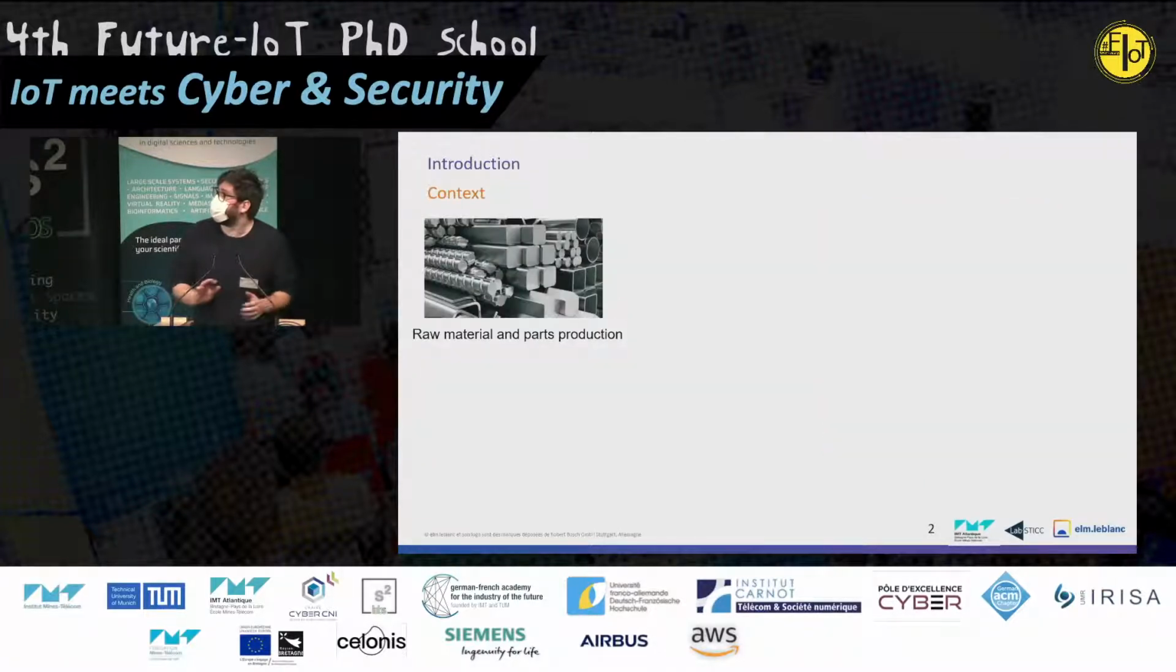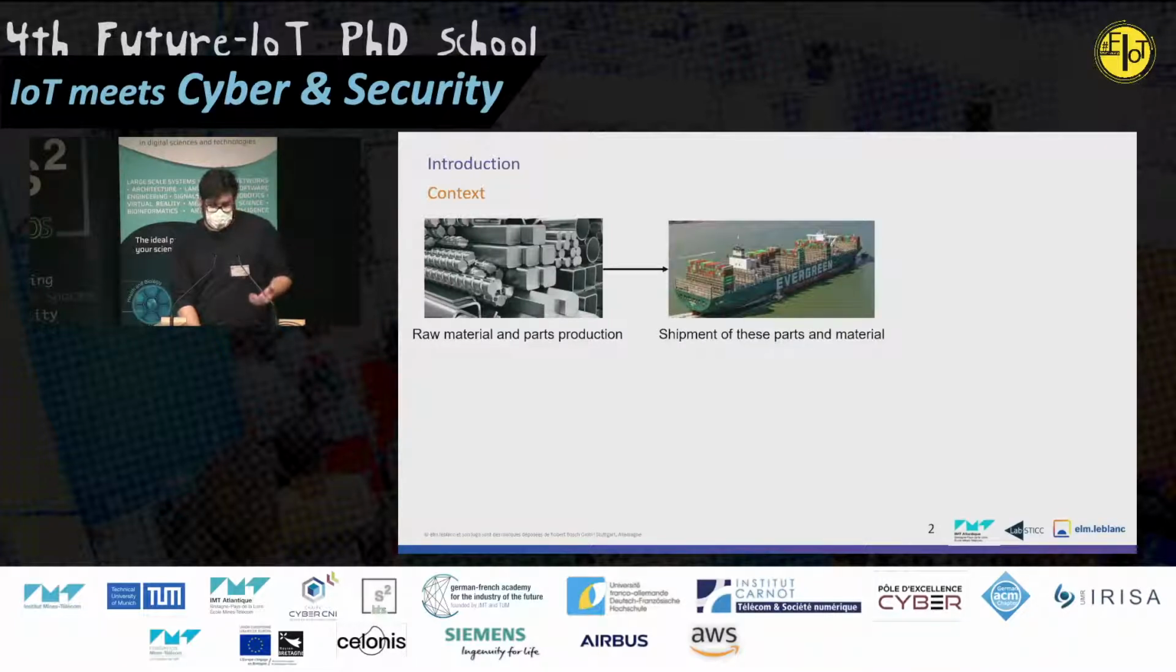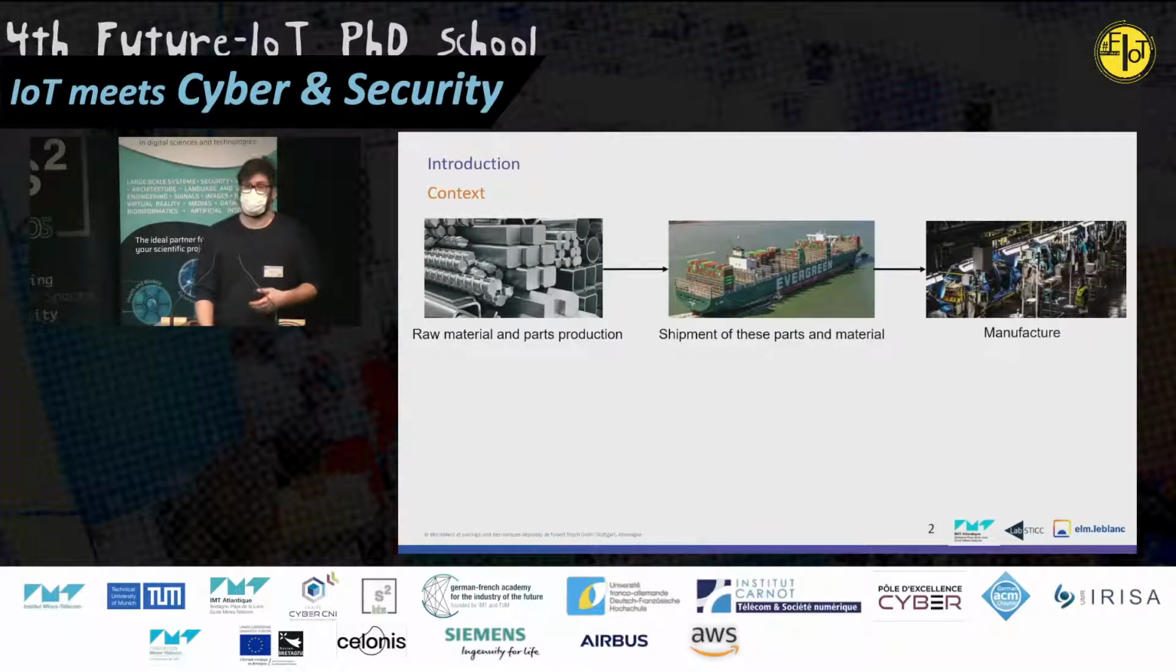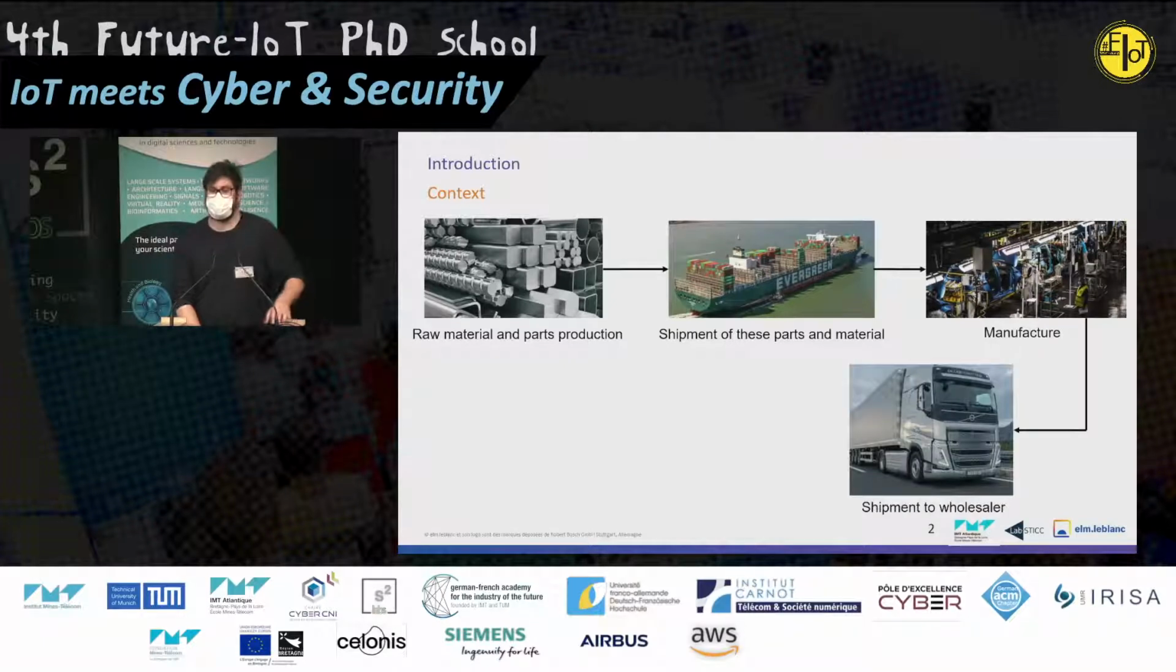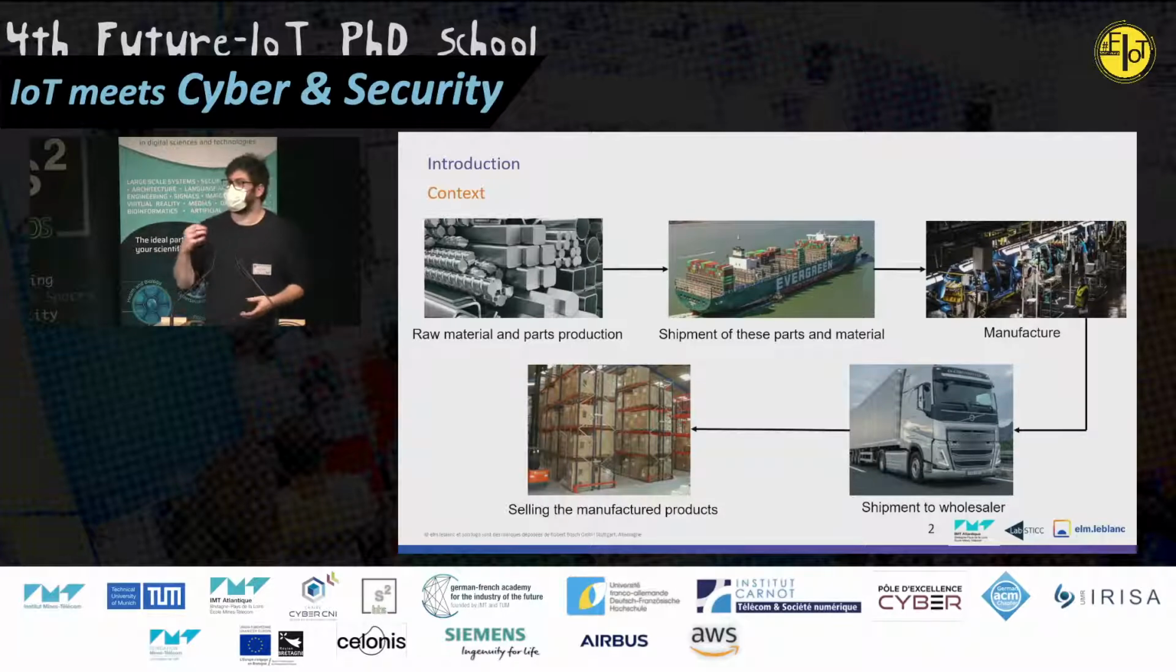So we'll start with a little context about how manufacturing works, how the industry is currently operating. First, we have the raw materials and parts which are produced. Then they are shipped to the manufacturers, in our case ELM Leblanc, which manufactures the boilers. Then these products are shipped to wholesalers who will sell the product.